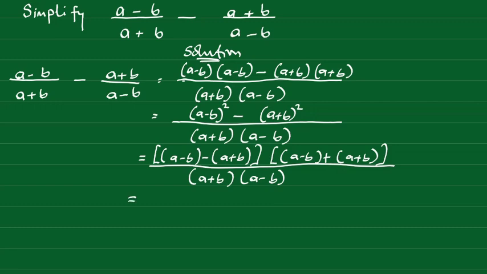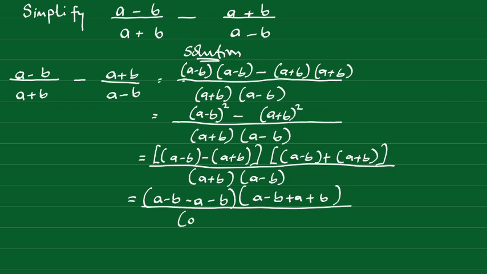All right, continue with what we're solving, and we have bracket open a minus b. Now, minus times a gives us minus a, minus times plus b gives us minus b, bracket close. We have brackets open a minus b. Plus times a gives us plus a, plus times plus b gives us plus b. All right, bracket close, all divided by (a plus b)(a minus b).